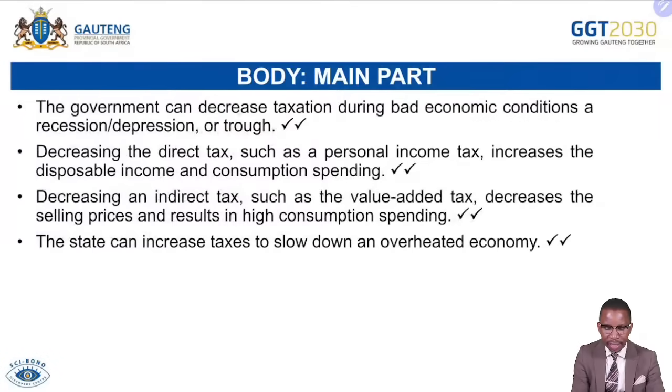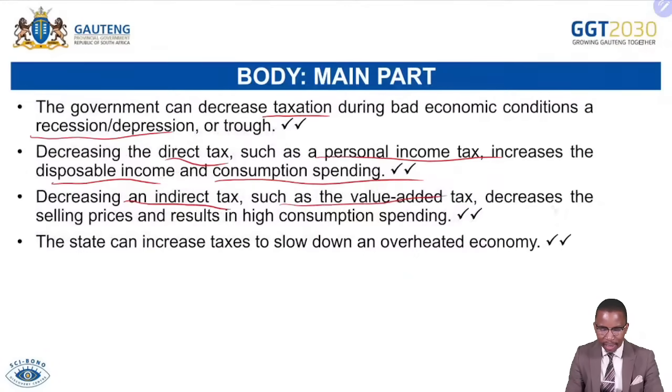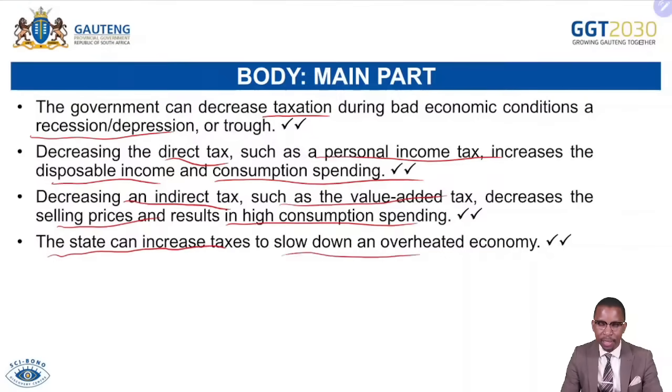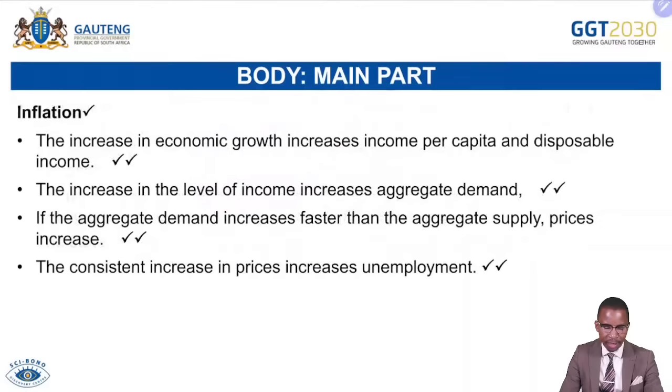The government can decrease taxation during bad economic conditions, which can be recession, depression, or trough. Decreasing taxation, such as direct tax like personal income tax, increases disposable income and consumption spending. Decreasing an indirect tax, such as value-added tax, decreases the selling prices and results in high consumption spending in the economy. The state can increase taxes to slow down an overheated economy. If ever the economy is overheated at peak of prosperity, taxes can be increased.